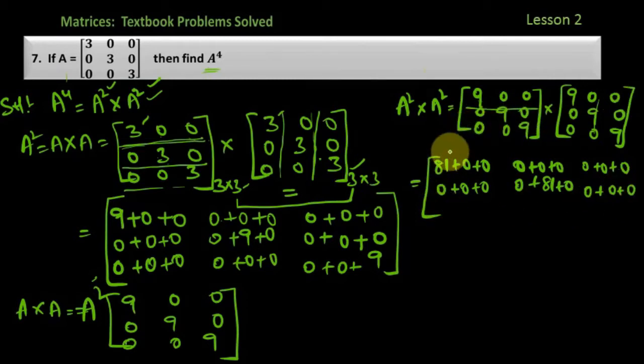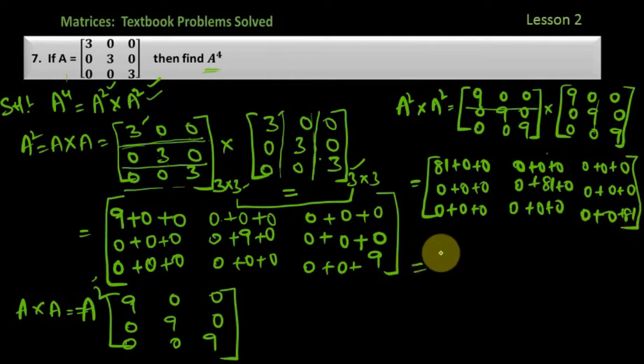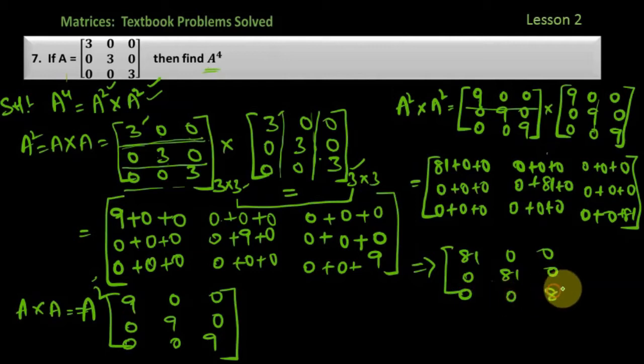Same way you can multiply this. Here also you get all zeros, right? But on the second column if you observe 0 plus, this is also 0 plus 0. Third, 0 plus 0, 9 nines are, you get 81 here. So the final answer would be 81 0 0, 0 81 0 and 0 0 81. So this would be the final answer of A power 4.